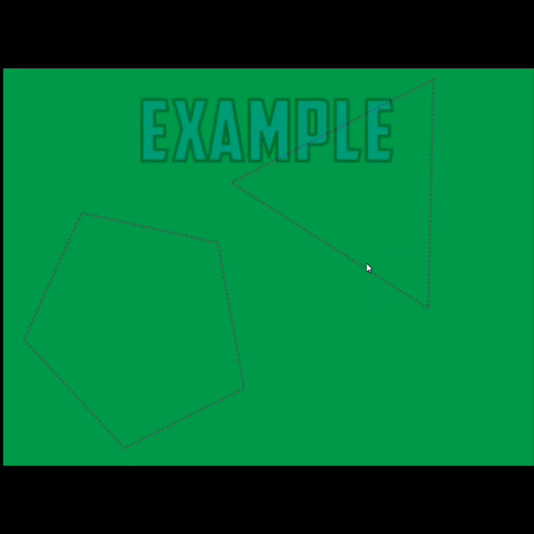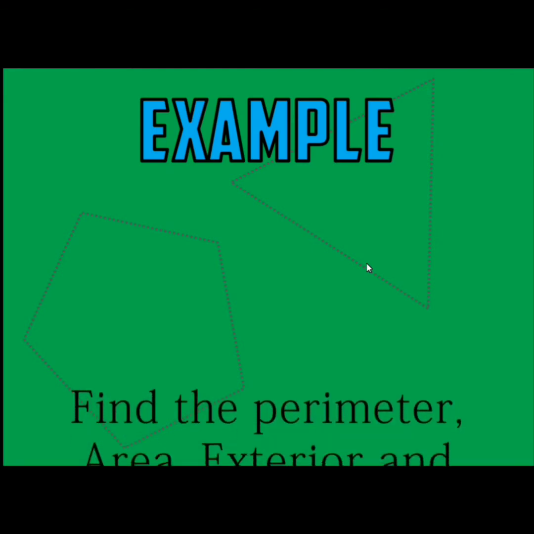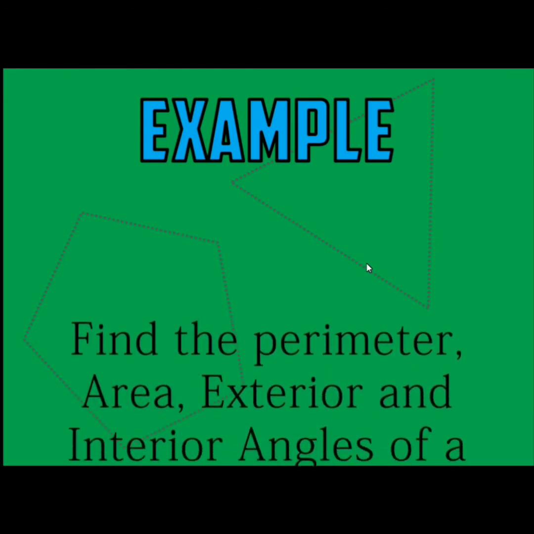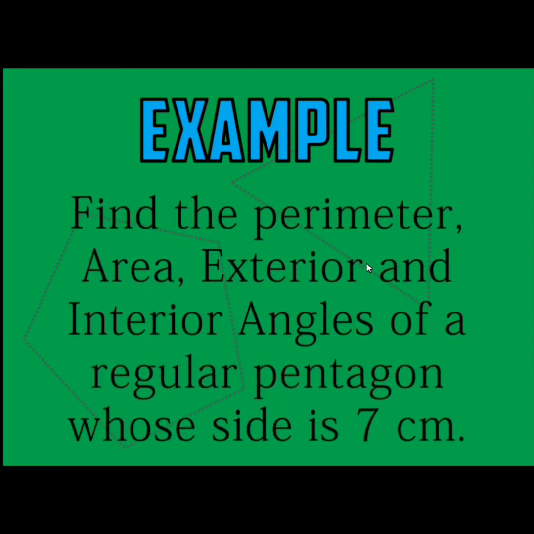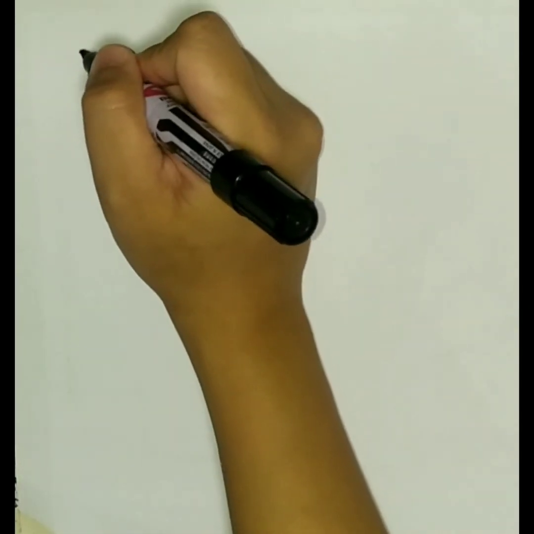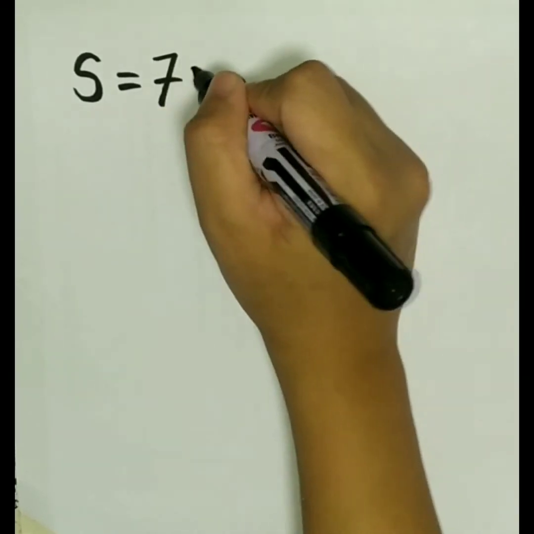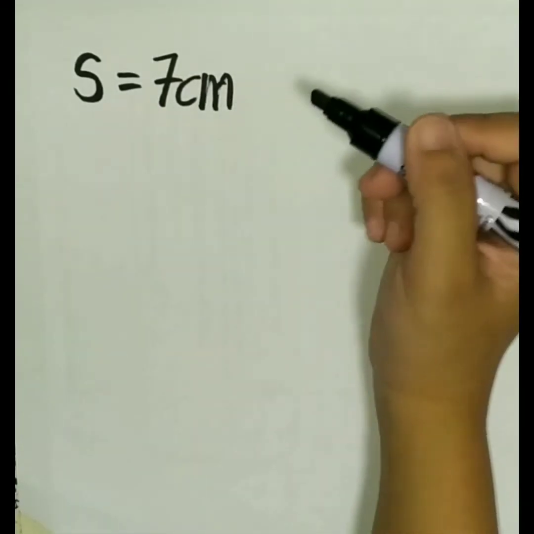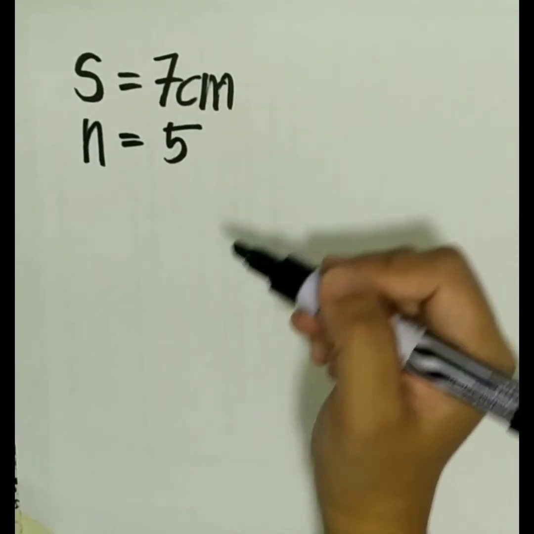Example number 1. Find the perimeter, area, exterior and interior angles of a regular pentagon whose side is 7 centimeters. Let us now show our solution. We have S for the length of the side of the pentagon, which is 7 centimeters. N, which is the number of sides of a pentagon, equals 5.